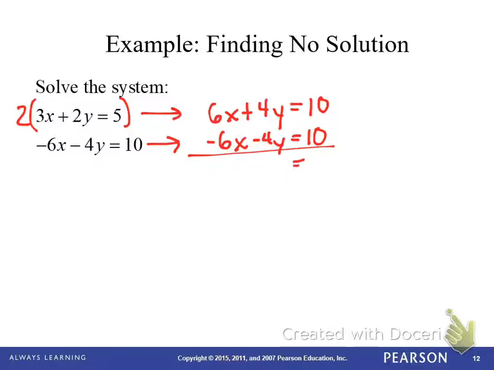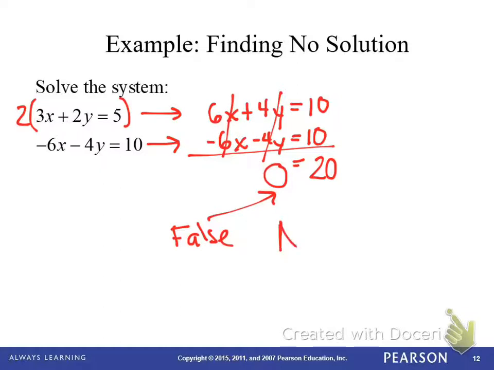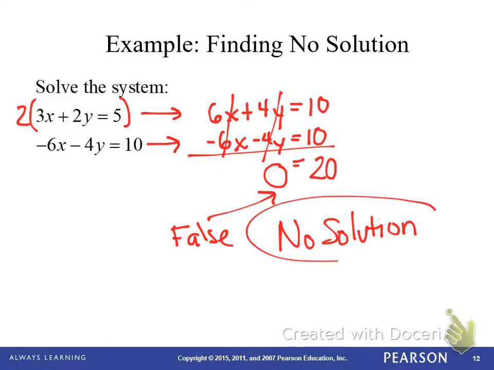So right now, if I add my y's up together, they cancel out, but so do my x's. So in this case, I have 0 equals 20. This is not a true statement. So this one is a false statement. Because it's false, there is no solution. If it was a true statement, that means the two equations I gave you were the exact same thing, and that means there's infinite solutions.